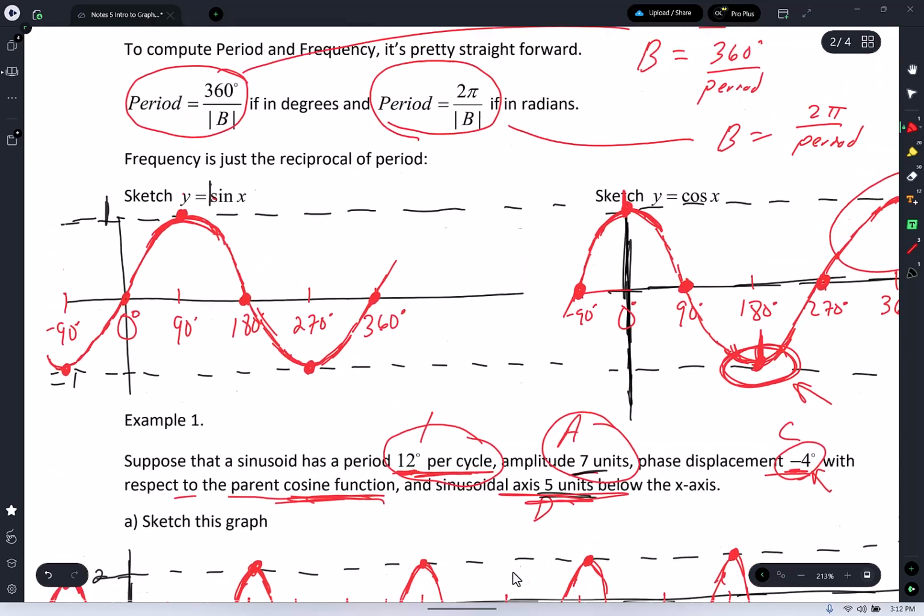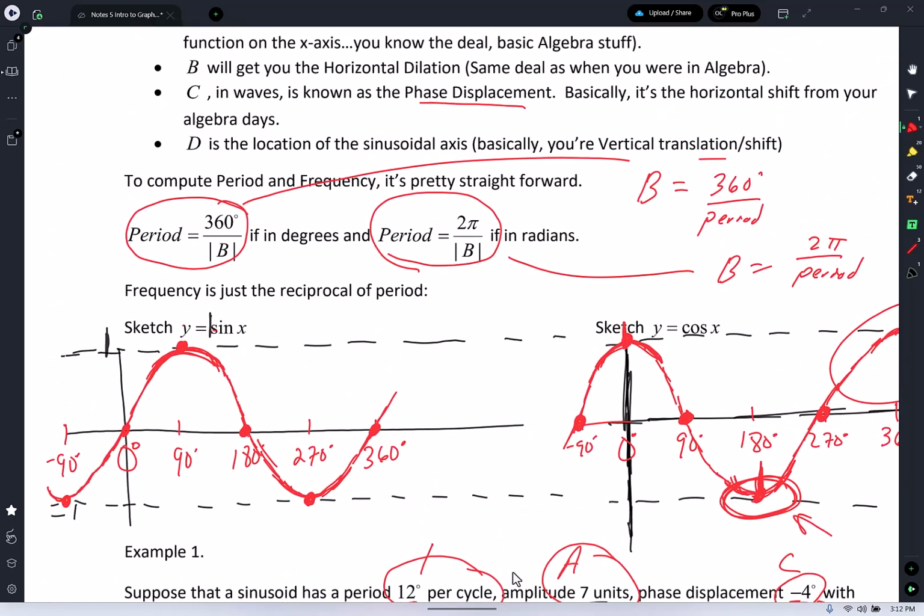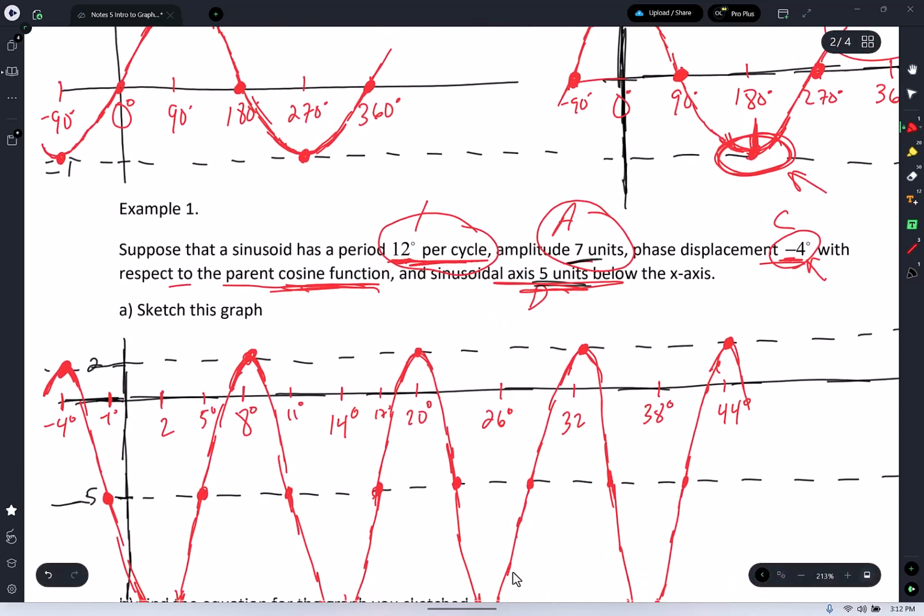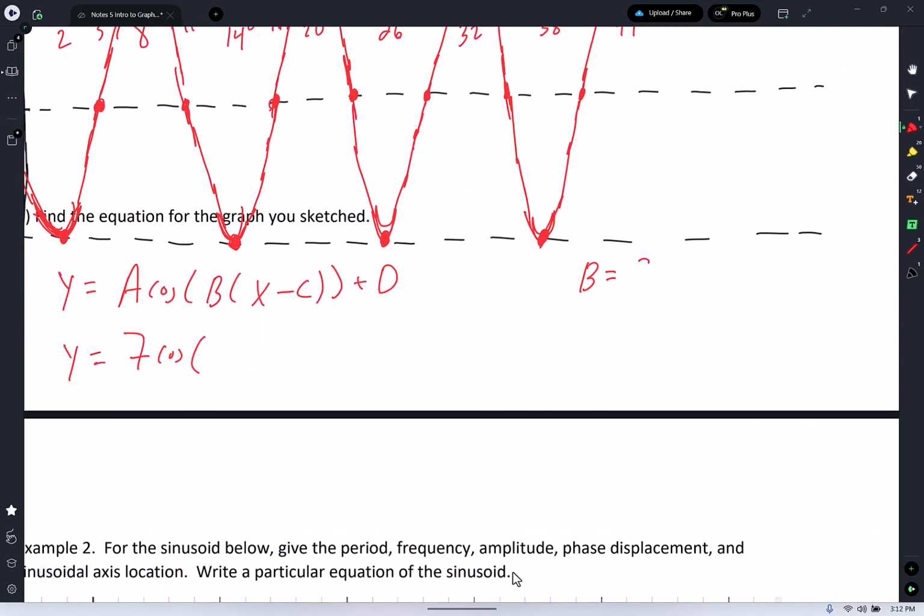Look at your notes. Way up here, it says that b is 360 divided by period. We knew what our period was. So 360 divided by, what was the period again? 12. So take your calculators, go 360 divided by 12. What do you guys get? 30. That's the b.